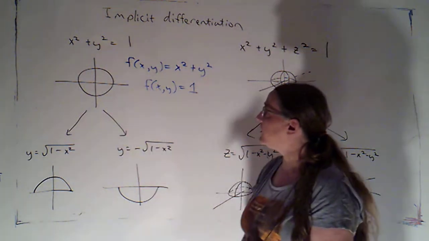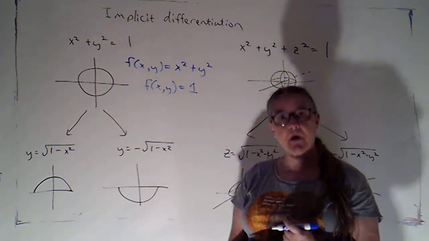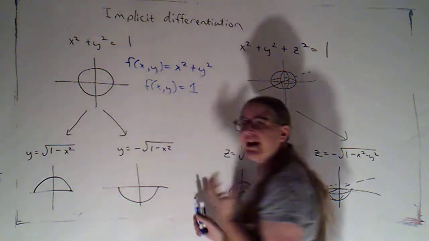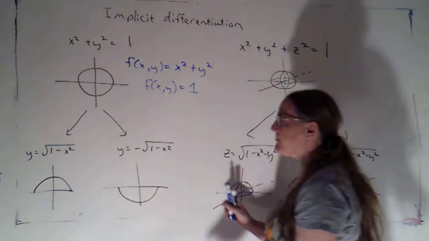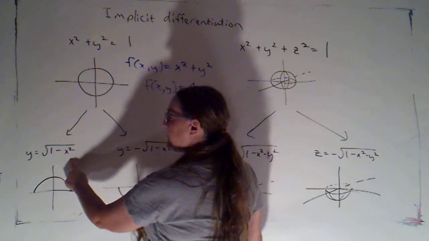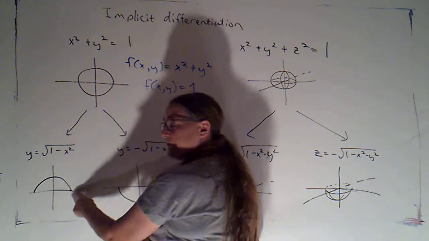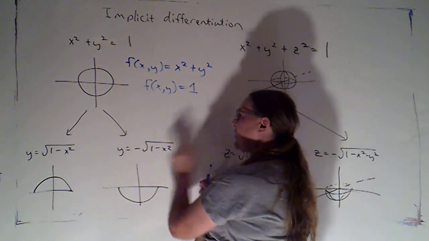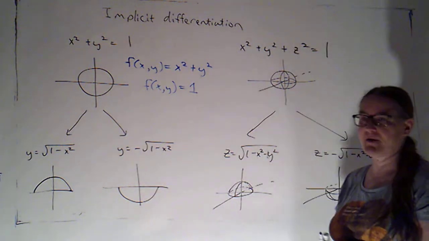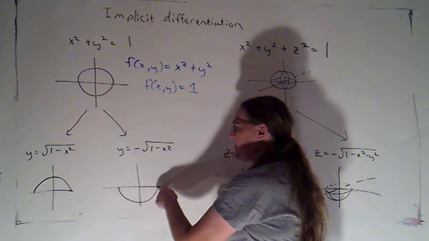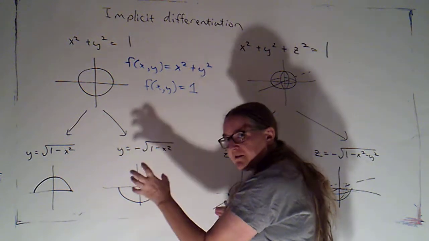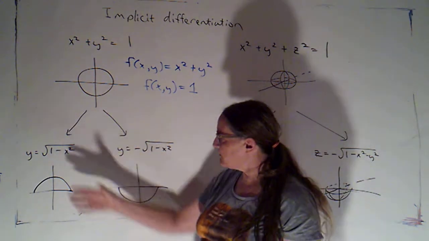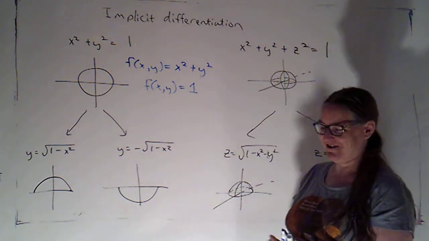But with the circle, there are two corresponding functions that I can get. If I try to solve for y, I don't get a unique value, but I could get y is the square root of 1 minus x squared. That would give me the function corresponding to the top half of the circle. Or I could solve for y and get y is the negative square root of 1 minus x squared, and that gives me the bottom half. So no one function gives me the entire circle, but there are these two functions. If I put their graphs together, I get the entire circle.